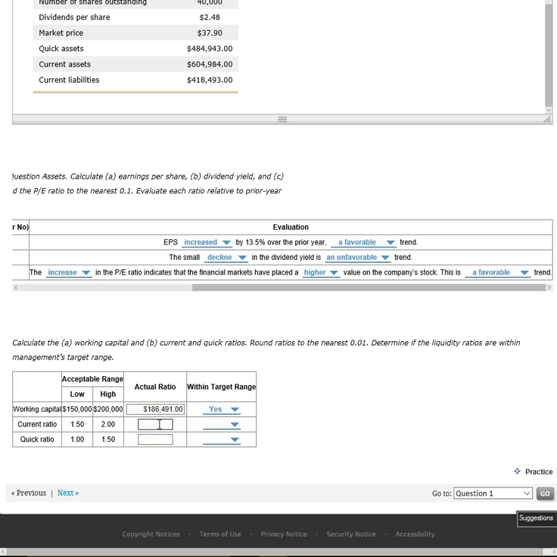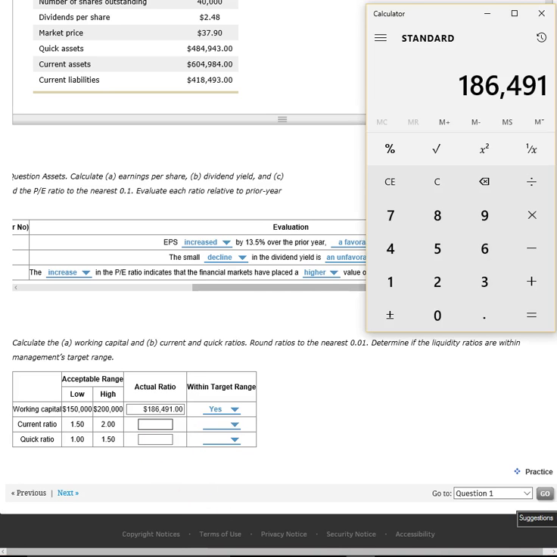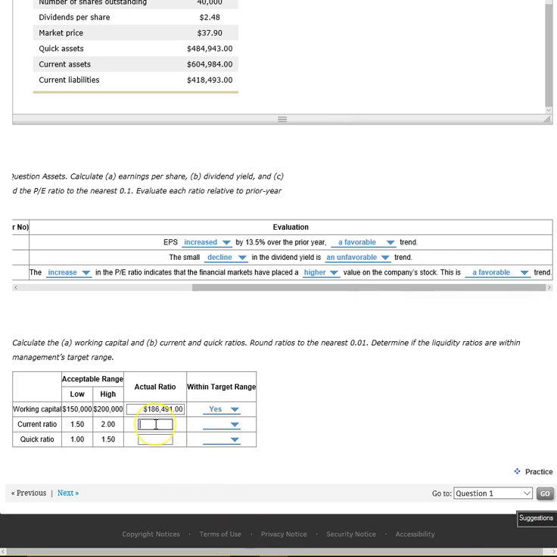Okay, the current ratio, that would be the current assets divided by the current liabilities. So current assets divided by the current liabilities. I got 1.45. Doesn't look to be within target.